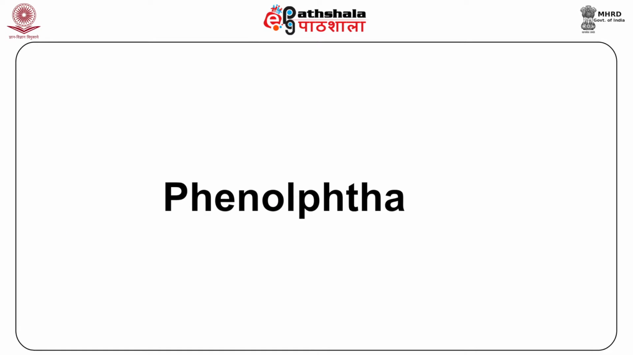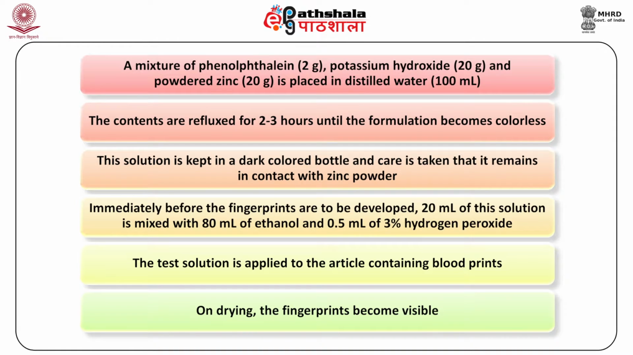Another reagent is phenolphthalein. A mixture of phenolphthalein, potassium hydroxide, and powdered zinc is placed in distilled water. The contents are refluxed for 2 to 3 hours until the formulation becomes colorless. This solution is kept in a dark colored bottle and care is taken that it remains in contact with zinc powder. Immediately before the fingerprints are to be developed, 20 ml of this solution is mixed with 80 ml of ethanol and 0.5 ml of 3% hydrogen peroxide. The test solution is applied to the article containing blood prints. On drying, the fingerprints become visible.